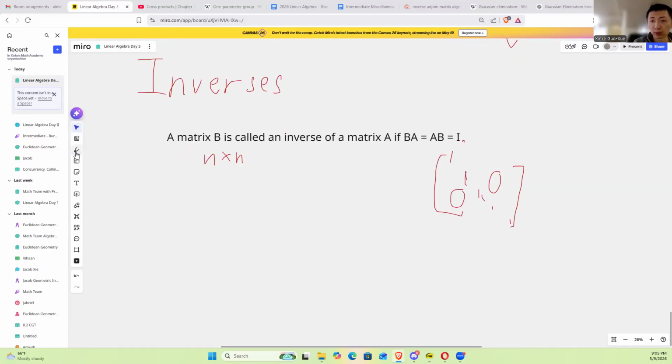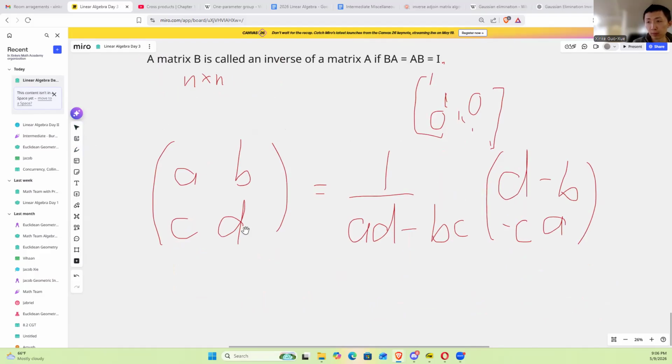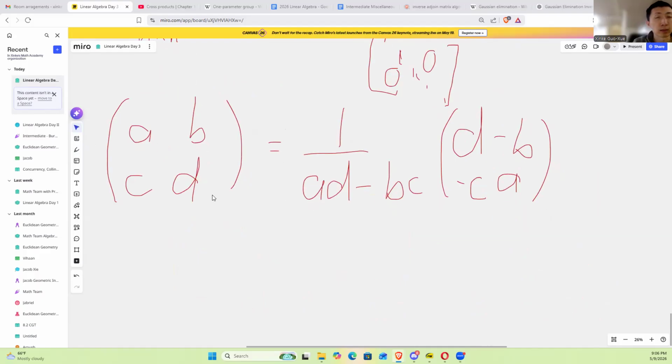So a 2 by 2 matrix A, B, C, D has inverse 1 over its determinant, and then we switch D and A and negate B and C. We can check that this is the actual inverse.